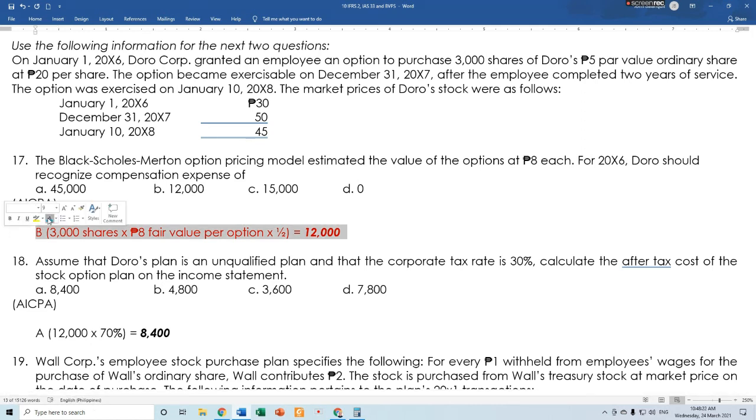Okay, yan yun. 12,000. Pagdating sa number 18, assume that Doros plan is an unqualified plan and that the corporate tax rate is 30%.